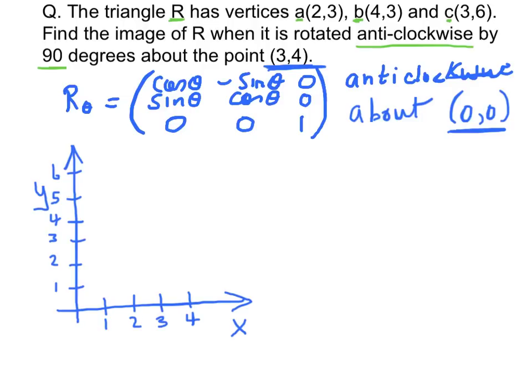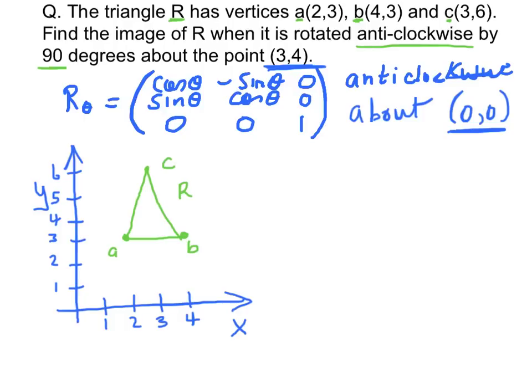Okay, now if I change colours and I plot my triangle in green, first point is 2, 3, so 2, 3 is here. The next point is 4, 3, so 4, 3 is here. So that's my A and that's my B. And I want to put in my C point then, 3, 6 is here. So that's my C. So if I join all three vertices, I get my triangle, and that's my triangle R.